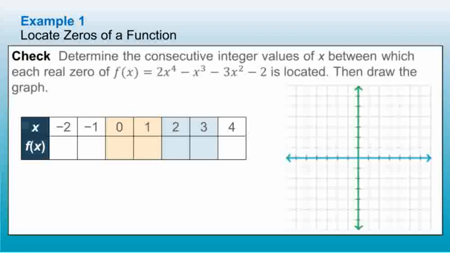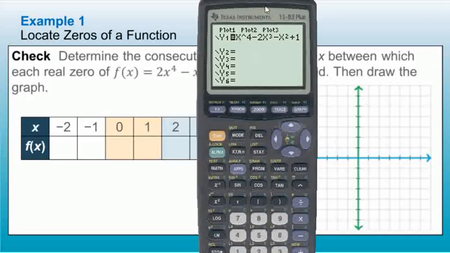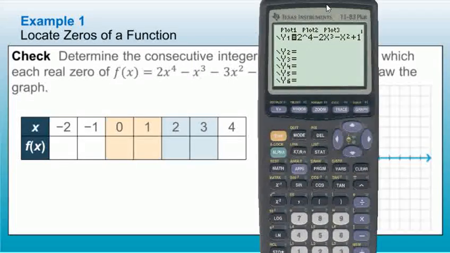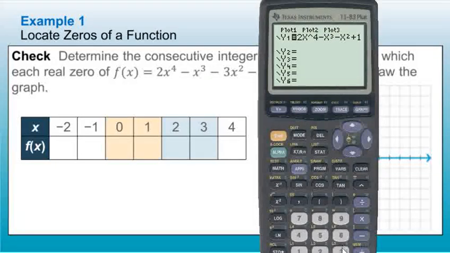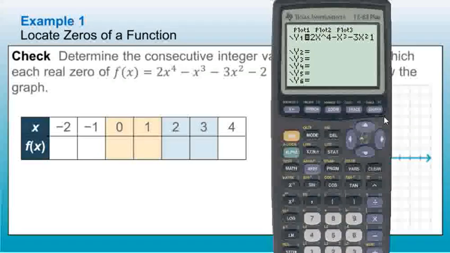Next, determine the consecutive integer values of x between which each real 0 of f of x equals 2x to the fourth minus x cubed minus 3x squared minus 2 is located, and then draw the graph. So again, we're going to take our calculator, we're going to type in our equation. So we got 2x to the fourth minus x cubed minus 3x squared, and then I think it's minus 2.